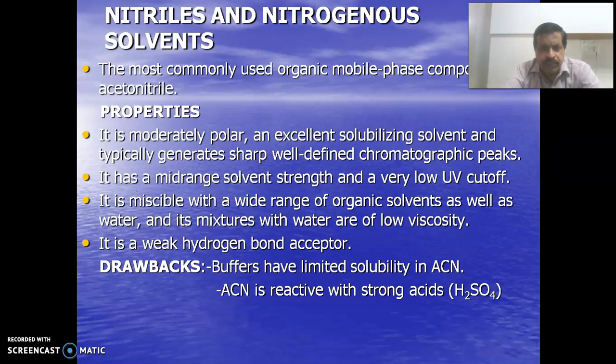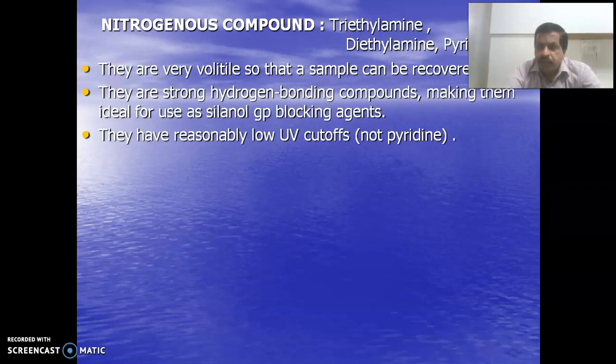So it has some drawbacks also. Buffers have limited solubility in acetonitrile. It is a very important point to be noted. Acetonitrile is reactive with strong acids such as H2SO4. Among nitrogenous compounds, you can use triethylamine, diethylamine, pyridine, etc., which are very volatile, so that a sample can be recovered easily, and strong hydrogen bond compounds make them ideal for use as silanol group blocking agents. They have reasonably low UV cutoff points.